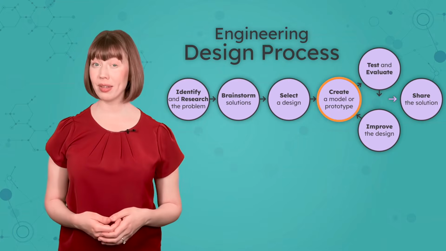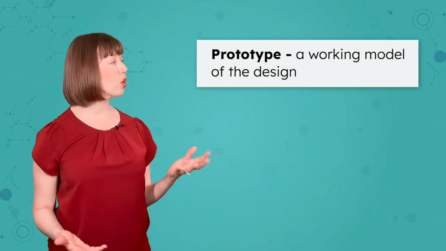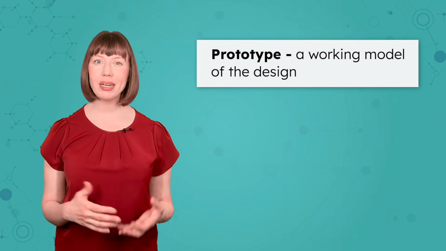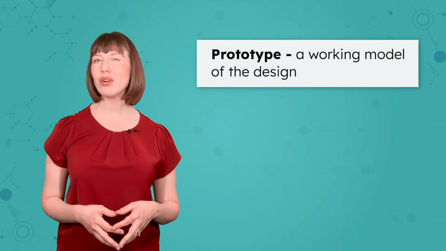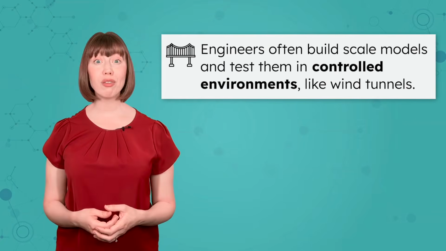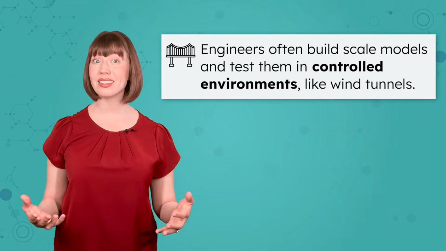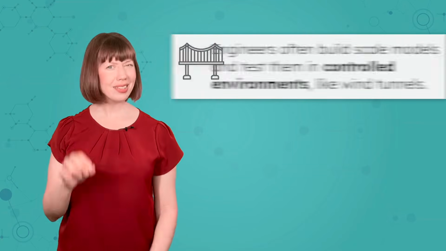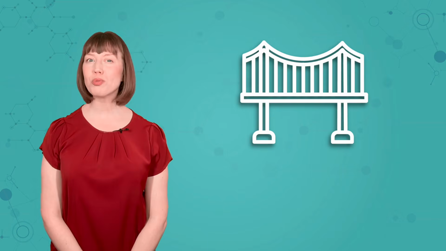Once engineers selected a design, the next step was to create and test a prototype. A prototype is a working model of the design. It might be smaller or simplified, but it allows engineers to see how their idea works in real life. For bridges, engineers often build scale models and test them in controlled environments, like wind tunnels. In this case, they exposed their bridge prototype designs to strong winds to see how they responded.